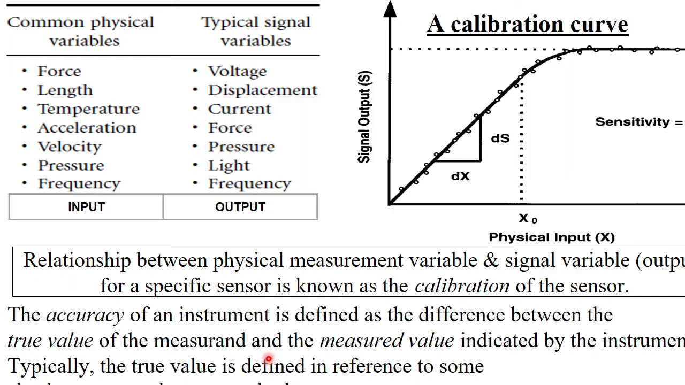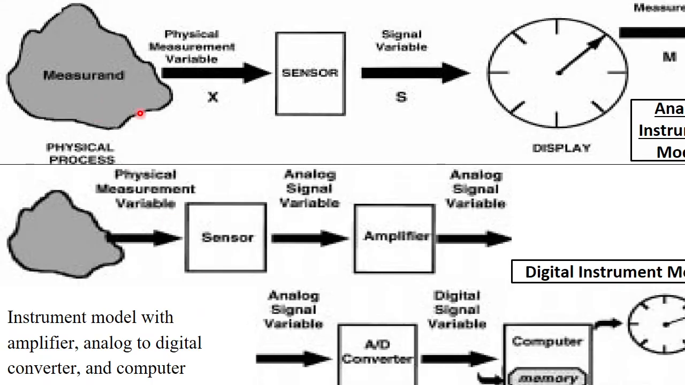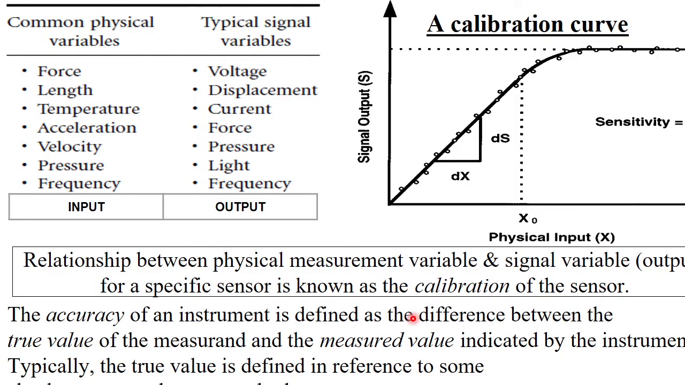Okay, so this is the basic model of a measurement system. Now, these are common physical variables, and what are the output variables? Signal output variables are voltage, displacement, current, force, pressure, light, frequency, whatever. This can be used as output signal, output variable.